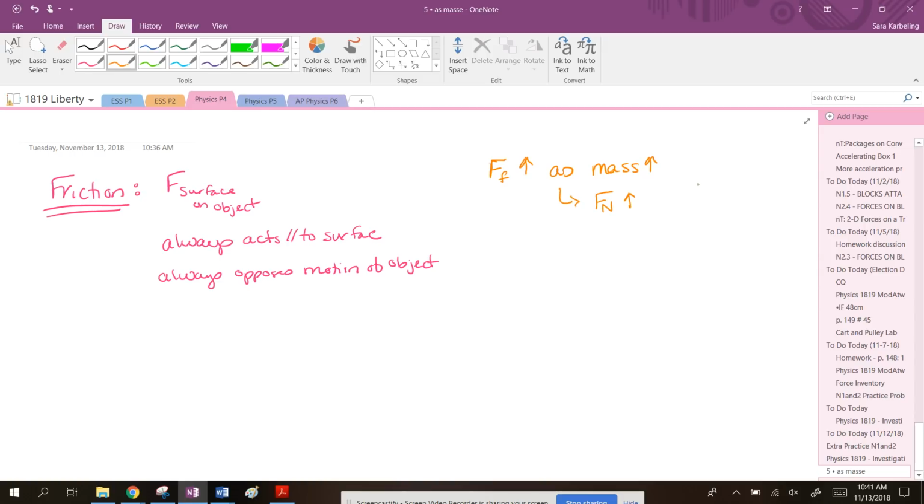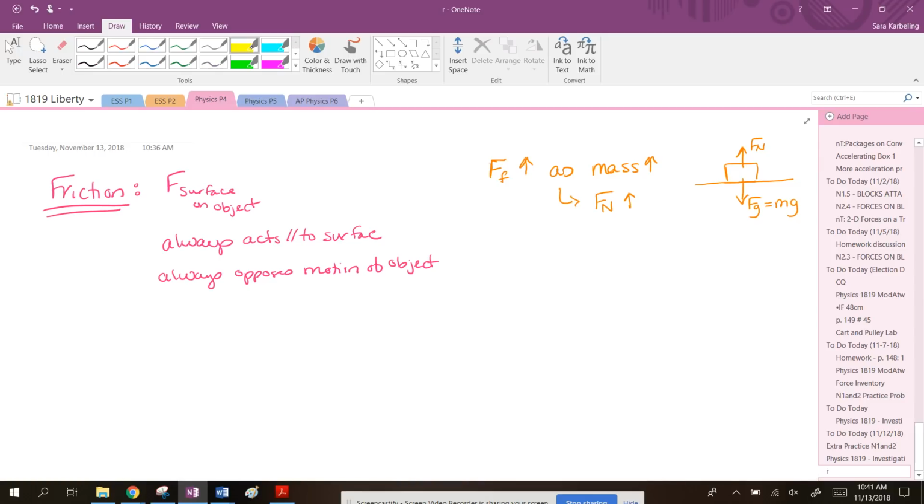For all of our situations, when you have just a box sitting on a horizontal surface, if Fg is pulling down and Fn is pushing up, if there are no other forces acting up and down, then Fg and Fn are going to be equal, right? And Fg is equal to mg.